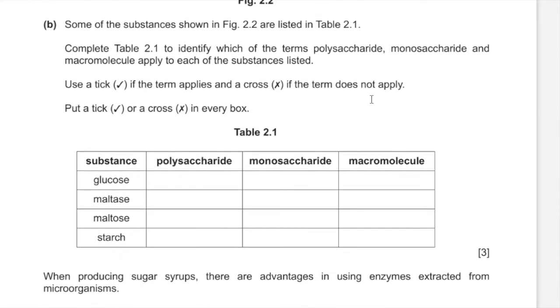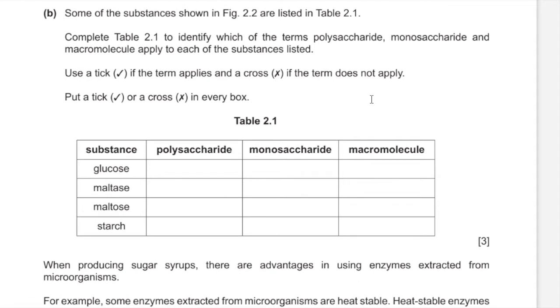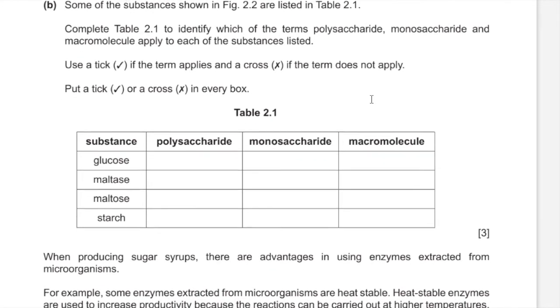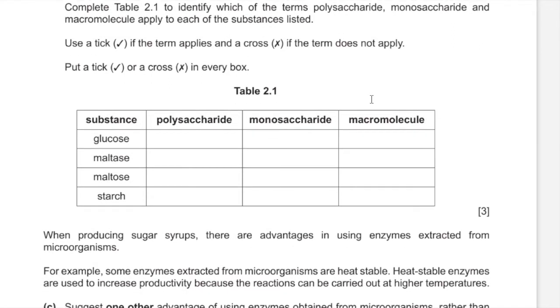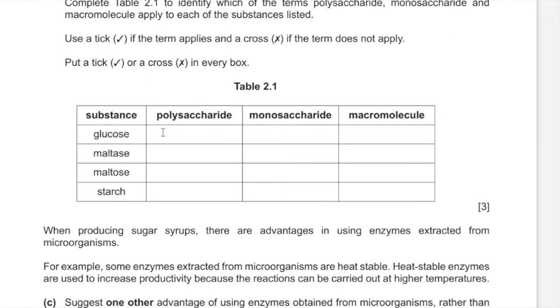B. Some of the substances shown in figure 2.1 are listed in table 2.1. Complete table 2.1 to identify which of the terms polysaccharide, monosaccharide, and macromolecule apply to each of the substances listed. Use a tick if the term applies and a cross if the term does not apply. Put a tick or cross in every box. So glucose is not a polysaccharide because it is a single sugar unit, and therefore it is a monosaccharide, which is the same reason it is not a macromolecule, because that would be a large biological molecule.